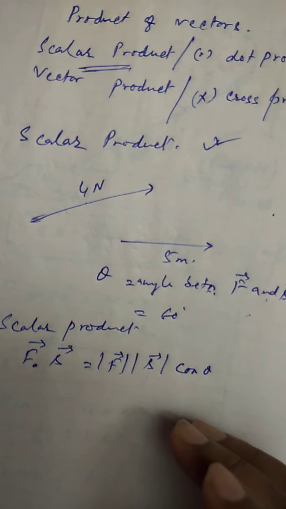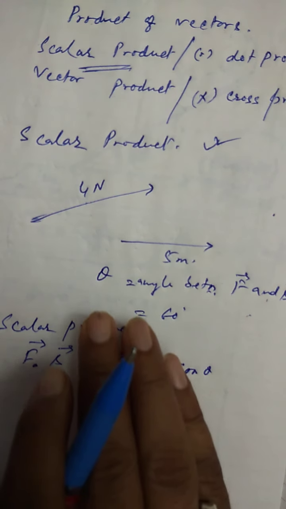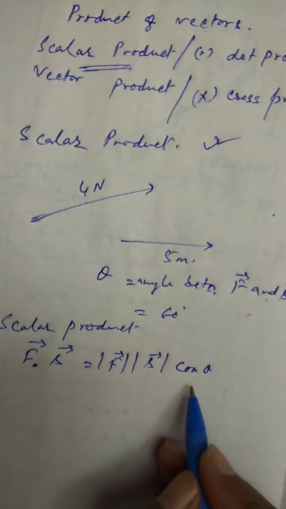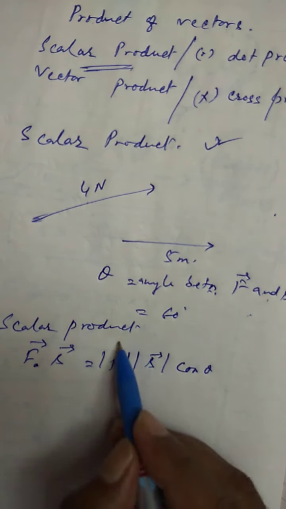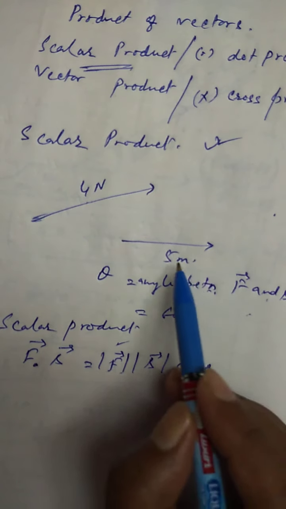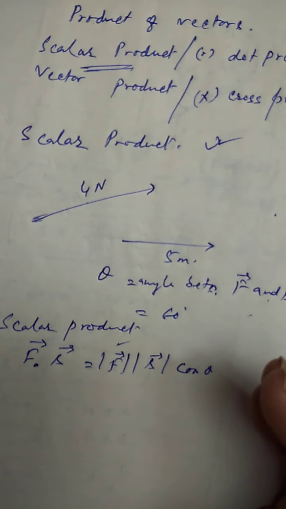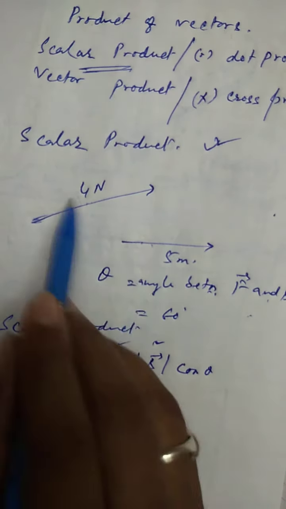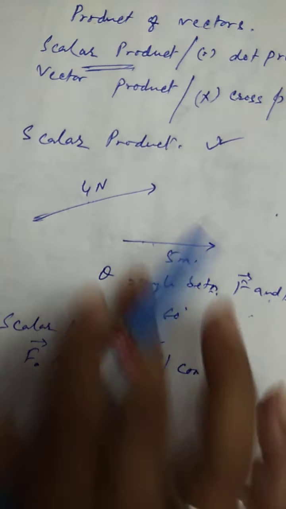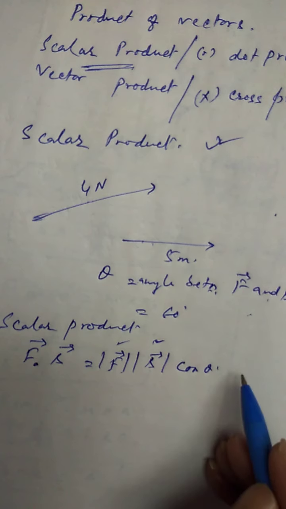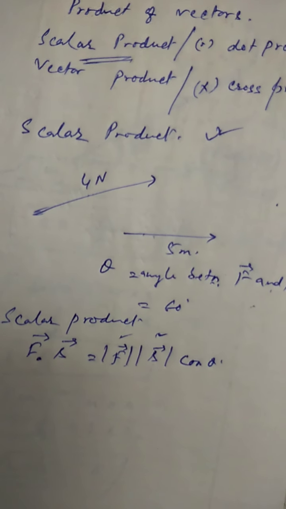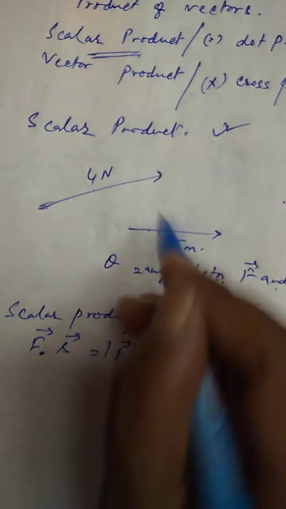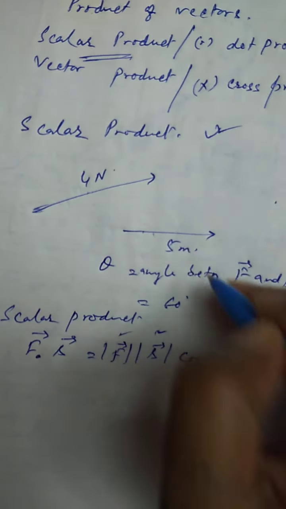If in place of force there were any other physical quantity, we will write that here. And in place of displacement, if there is any other physical quantity, we will write that here. And if the angle between those physical quantities is theta, we will write theta here. But in this example, the two physical quantities are force and displacement.